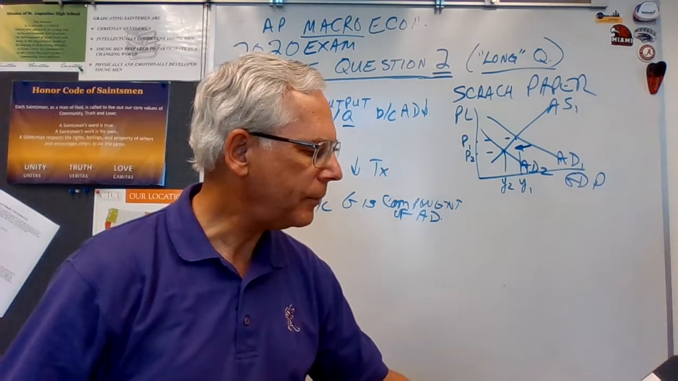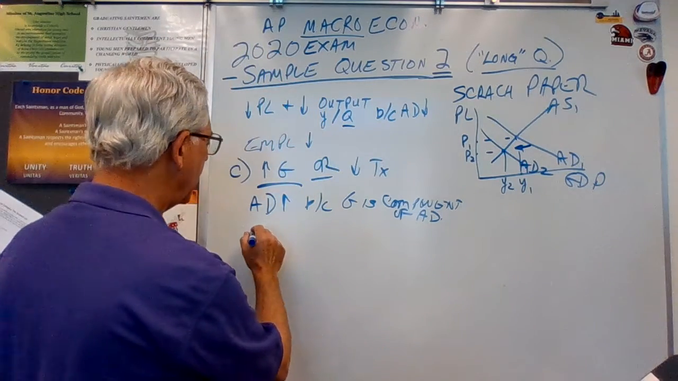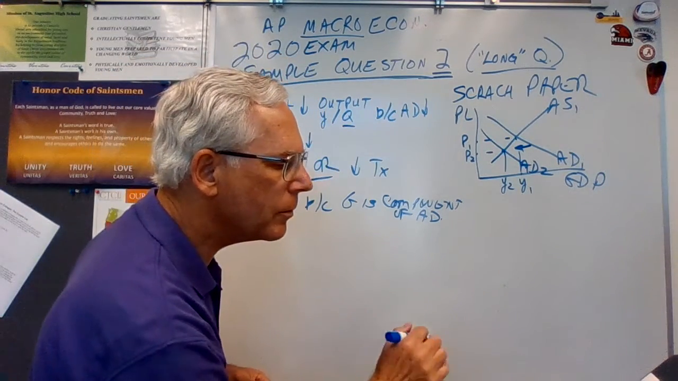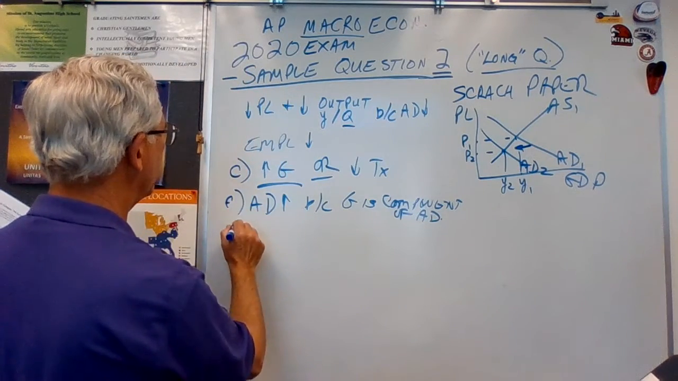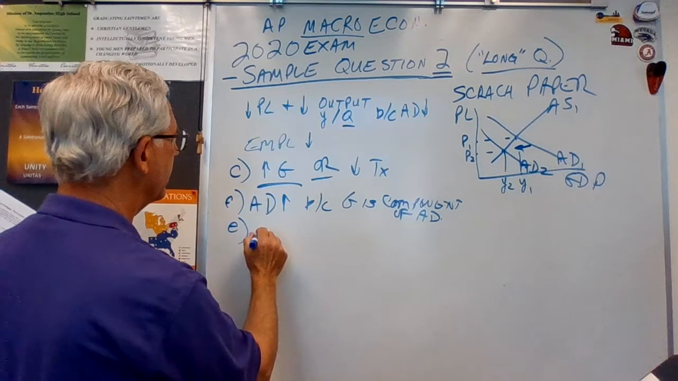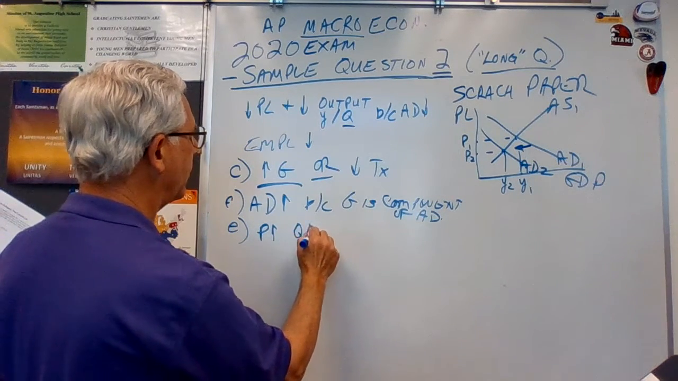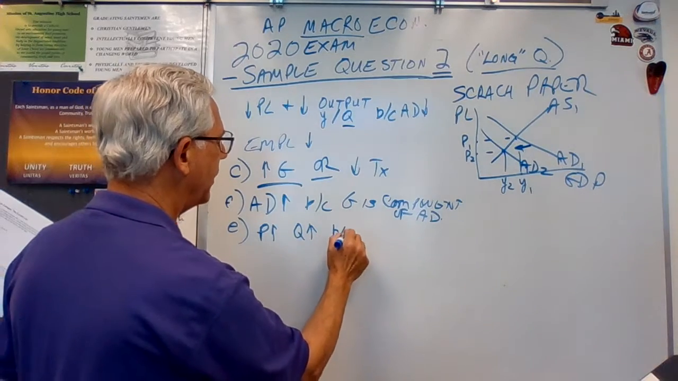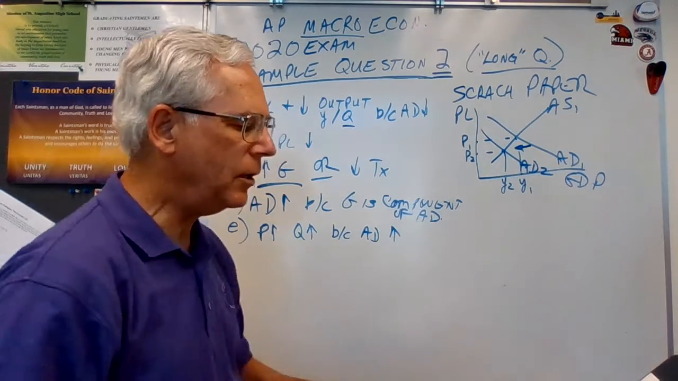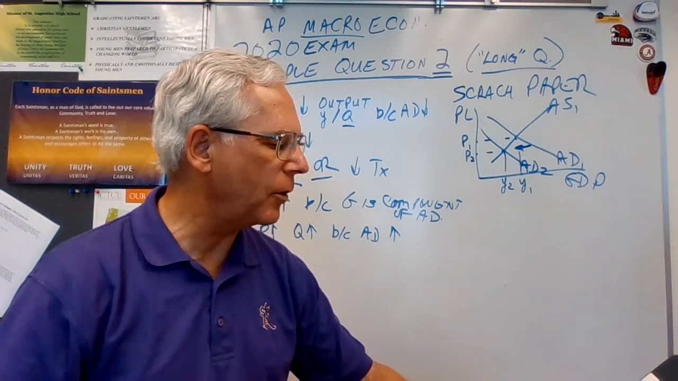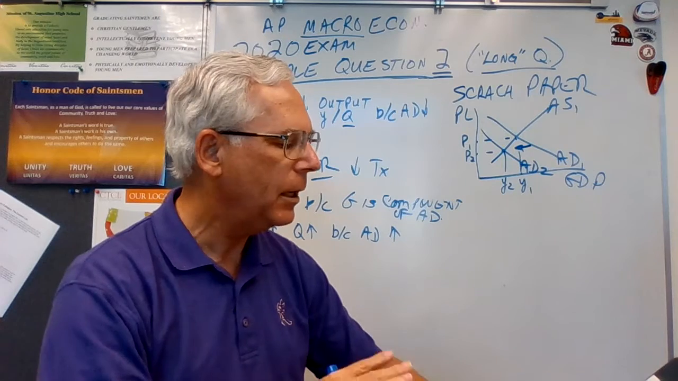AD. Output and price level, well, they're both going to increase. Okay, so this is now part E. This was F. This is E. Price level is going to go up, and output is going to go up because AD increased, because AD shifts to the right. That's the answer they're looking for there. It may seem that you should write something more complicated, but that's it.